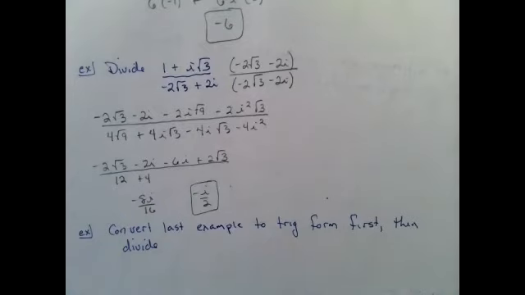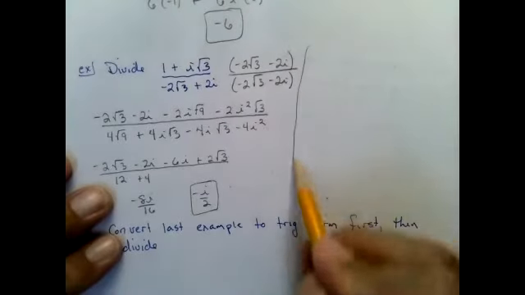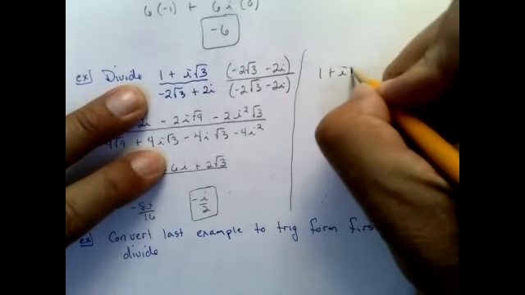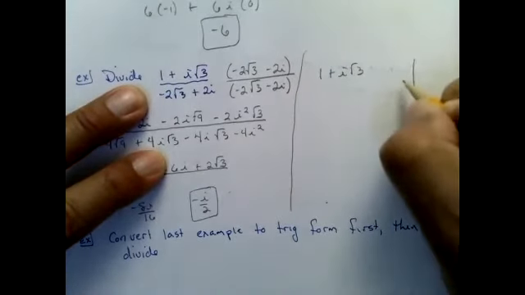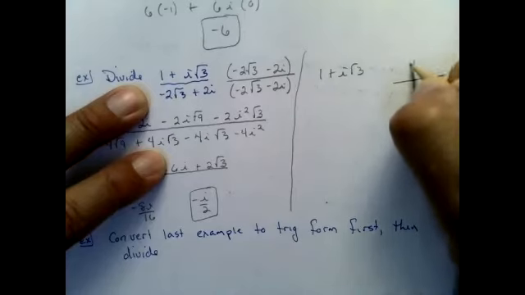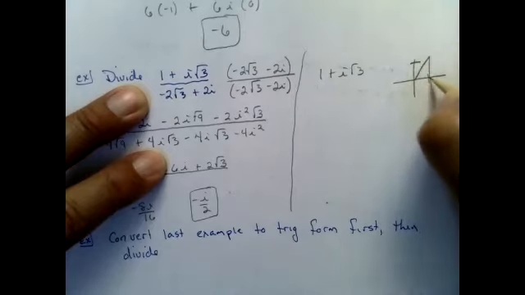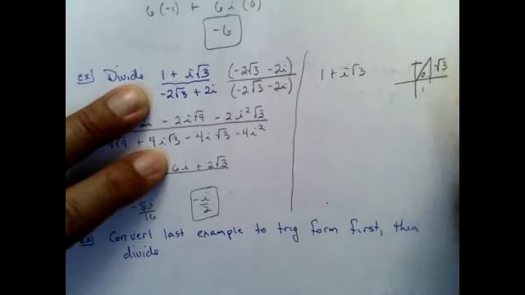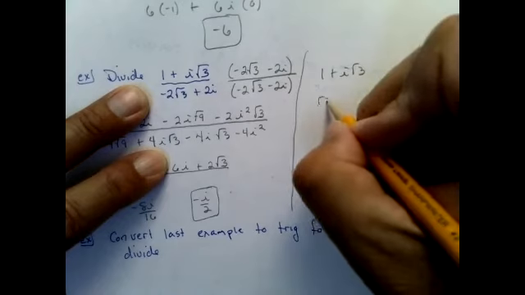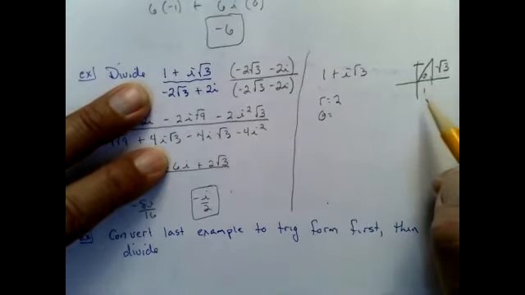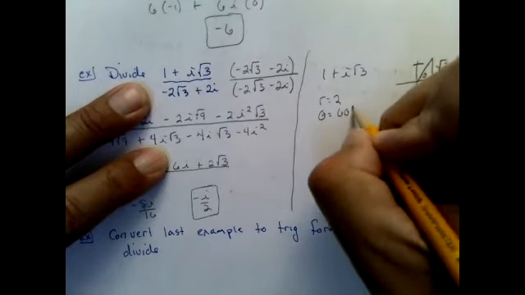Now convert the last example to trig form, then divide. Let's see. 1 plus i square root of 3. If I thought about it on a graph, it goes over 1 and up the square root of 3. That's kind of nice because again, this time my R is 2. And again, this is a theta that I know. It's 60 degrees.